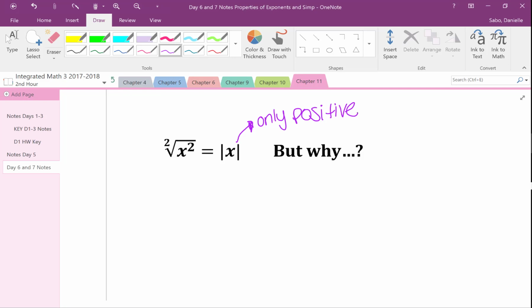Why can't it be negative? Oh wait, there can't be negative inside the radical. Thank you. You can't have negative numbers inside the radical when you're talking about your radical function. Because remember, what'd you say? Outside's fine. You just can't have it on the inside.